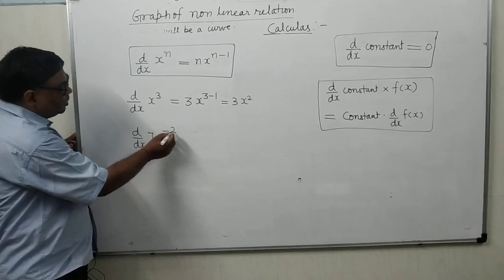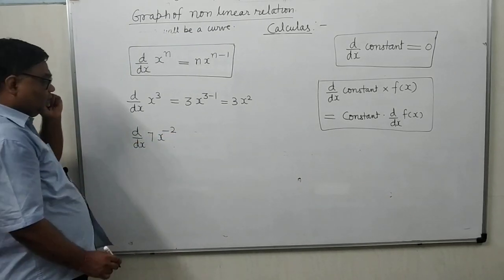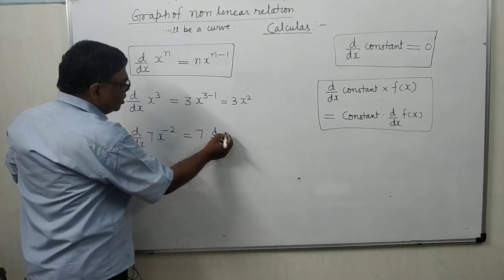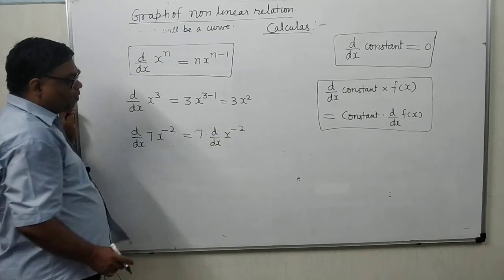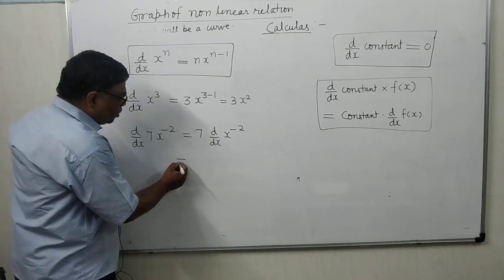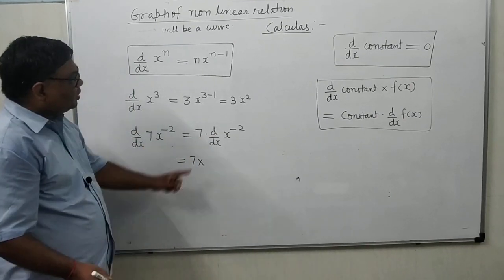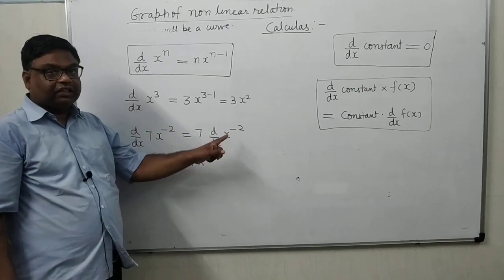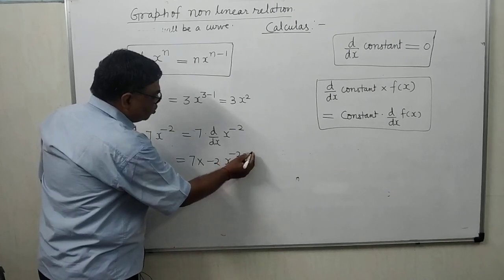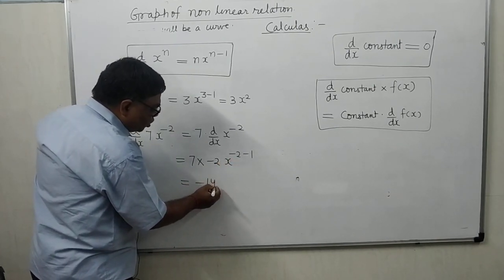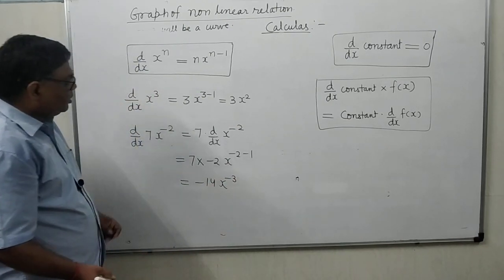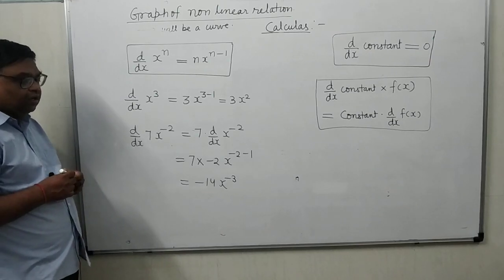Suppose d by dx of 7x to the power minus 2. See here, first you take 7 out common, d by dx of x to the power minus 2. The formula can be applied because both are the same. So it will be equal to 7 into, what is n here? n is minus 2. So what will you write? Minus 2 x to the power minus 2 minus 1, that is minus 14 x to the power minus 3. This is d by dx of 7x to the power minus 2.